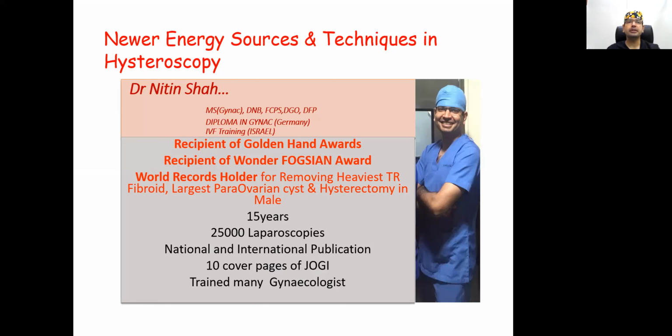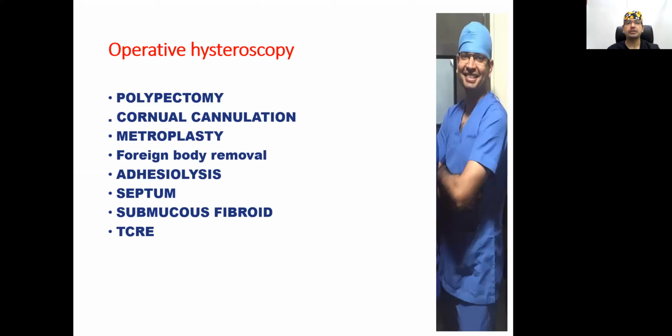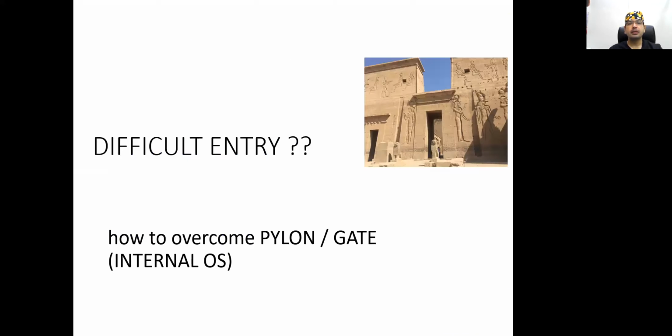Today, my talk is on newer energy sources and techniques in hysteroscopy. In operative hysteroscopy, there are only 8 procedures which one has to master: polypectomy, cornual cannulation, metroplasty, foreign body removal, adhesiolysis, septum resection, and the last two being complicated surgeries, which are submucous fibroid and TCRE. The first step is negotiating the internal os, which is a difficult entry.